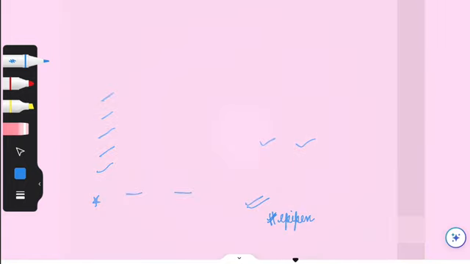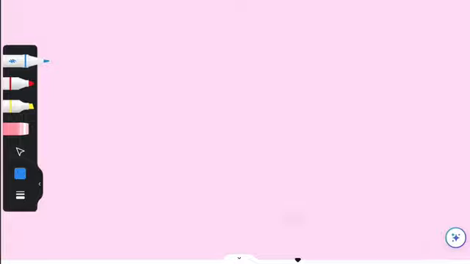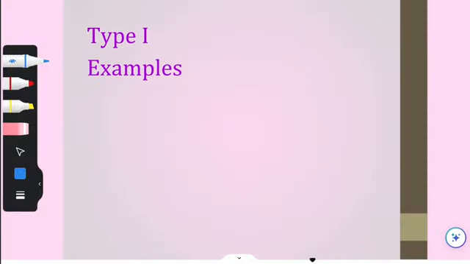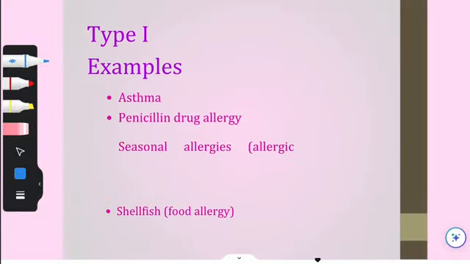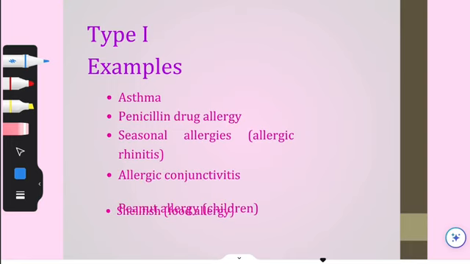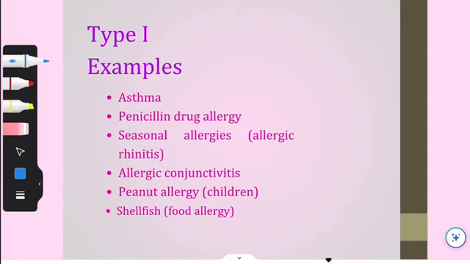Some examples of type 1 hypersensitivity reactions. Well, asthma is a classic one. In asthma, patients' mast cells degranulate in response to allergens and they develop wheezing and shortness of breath. Penicillin drug allergies are type 1 reactions, especially patients who get urticaria or hives after receiving penicillin.